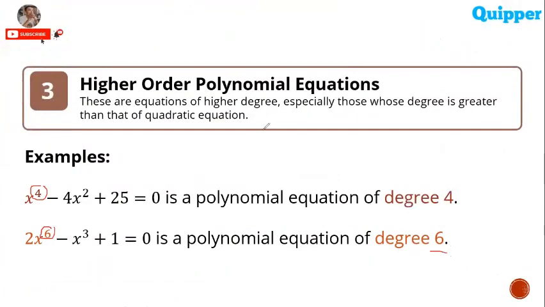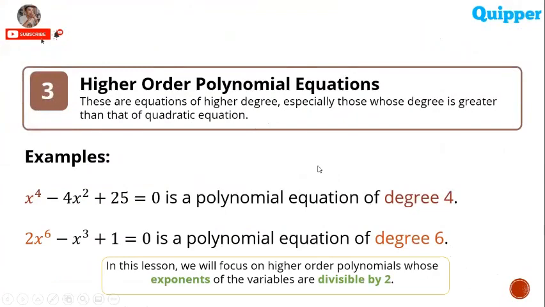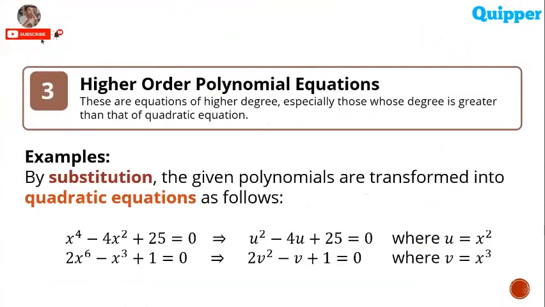We are going to solve for the values of x by transforming this equation into a quadratic equation. How? Let's have examples. This lesson will focus on higher order polynomials whose exponents of the variables are divisible by 2. By substitution, the given polynomials are transformed into quadratic equations as follows. We let a certain value be equal to x squared for the equation x to the 4th power minus 4x squared plus 25 equals 0, for us again to have a quadratic equation.